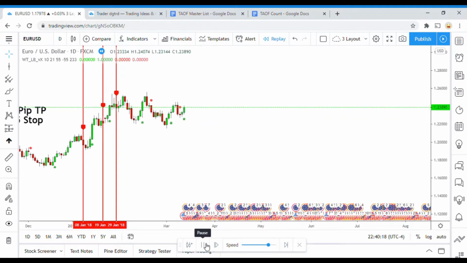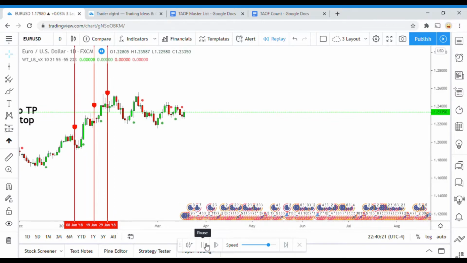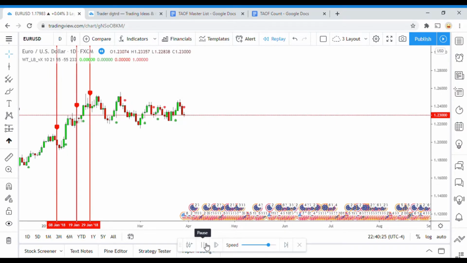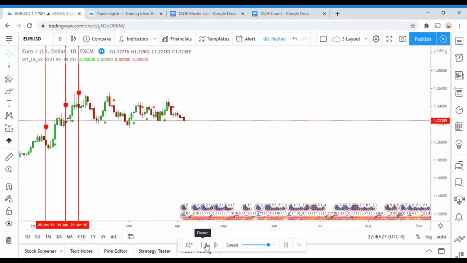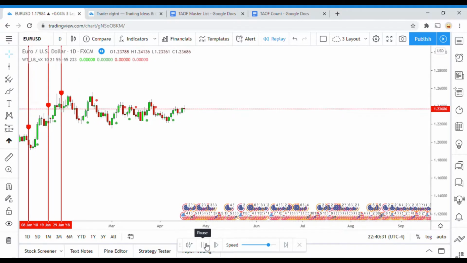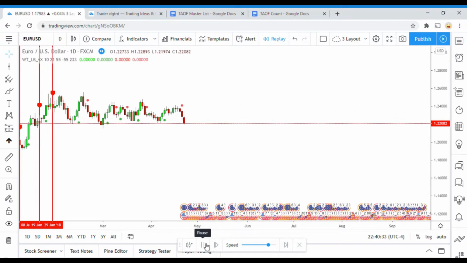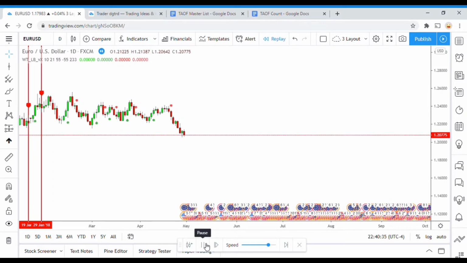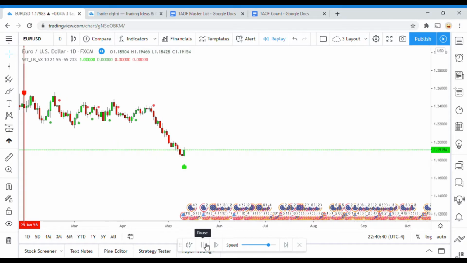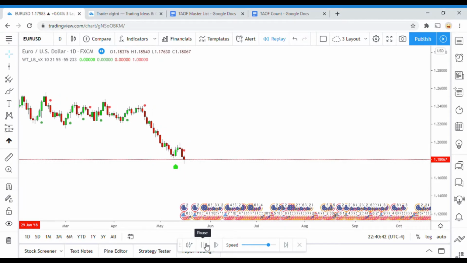So far, all the first signals have been losing trades, so not wonderful at this point, I can tell you that much. But like I said, we'll keep moving along here, see what we can get out of this, see if maybe it will improve.